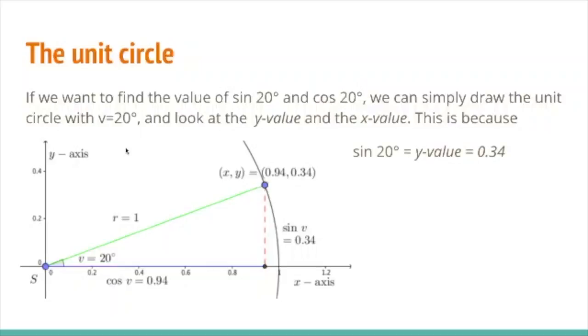So that means that sine of 20 degrees, in the last slide we saw that sine of some angle equals the y value. So sine of 20 degrees equals the y value here, which is 0.34. And cosine of 20 degrees corresponds to the x value, which was measured to 0.94.